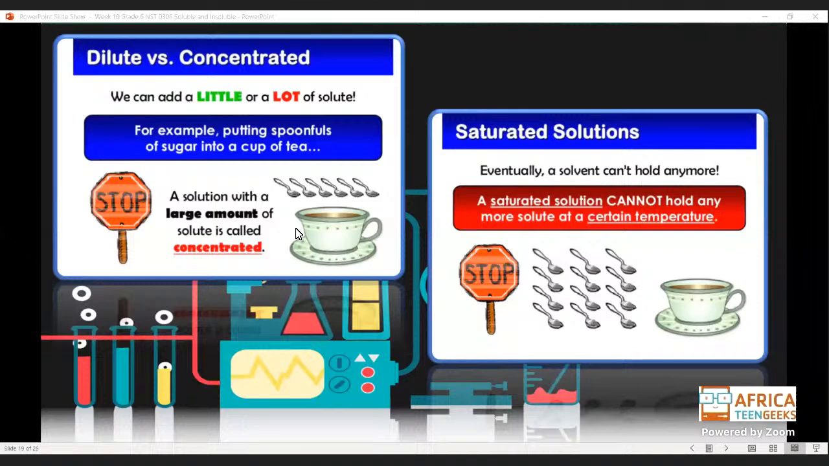Now, a saturated solution actually can't hold any more solute, but remember, it does say only at a certain temperature. The more solute you add to your solution, eventually it becomes saturated, and it becomes really dense. The only way to get it to dissolve more is to add more liquid and dilute it. So a saturated solution is a solvent that cannot take any more solute.